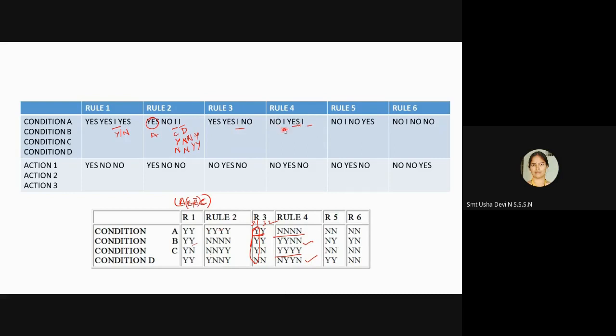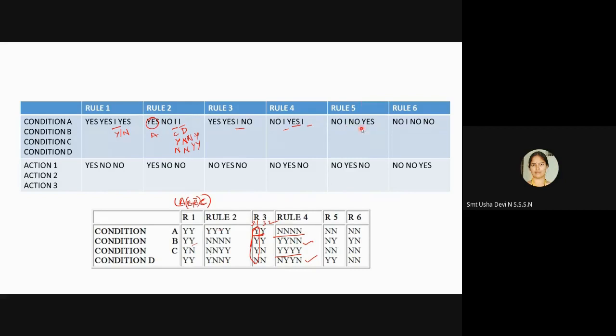Here in rule 4, we have two I's. So you are going to get four combinations. Simply, condition E always takes n value, so it is 4 n's. Next condition B takes I. So condition C is always yes. So first you fill these two values, then you can keep this combination yn, yn, yn.